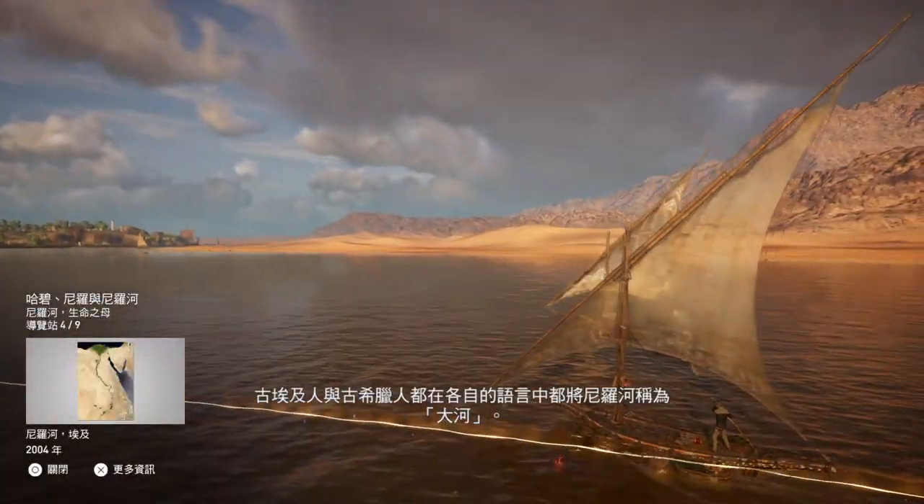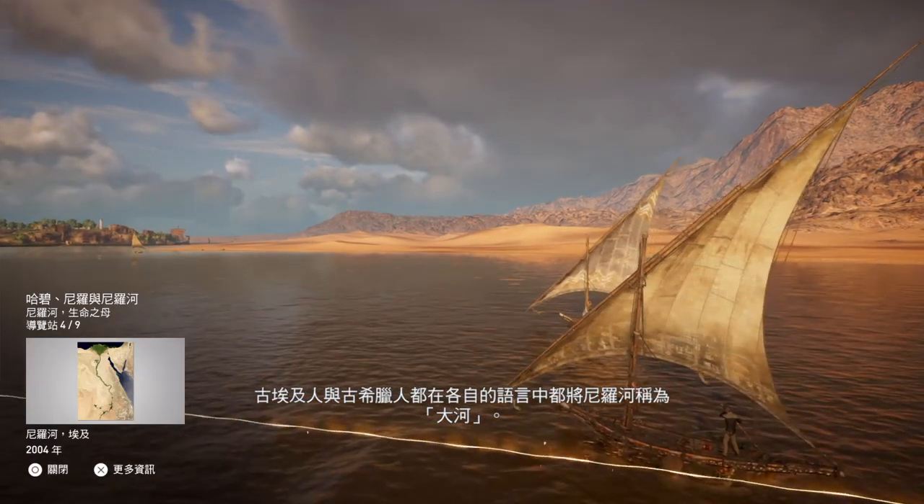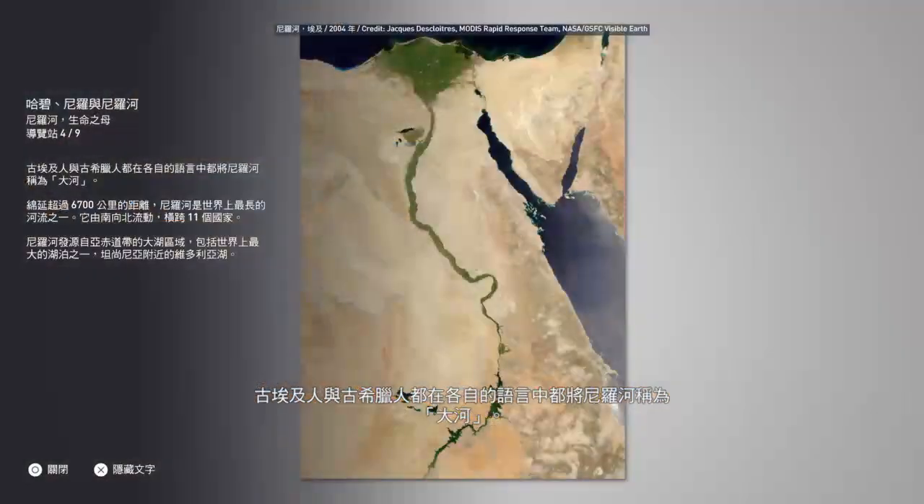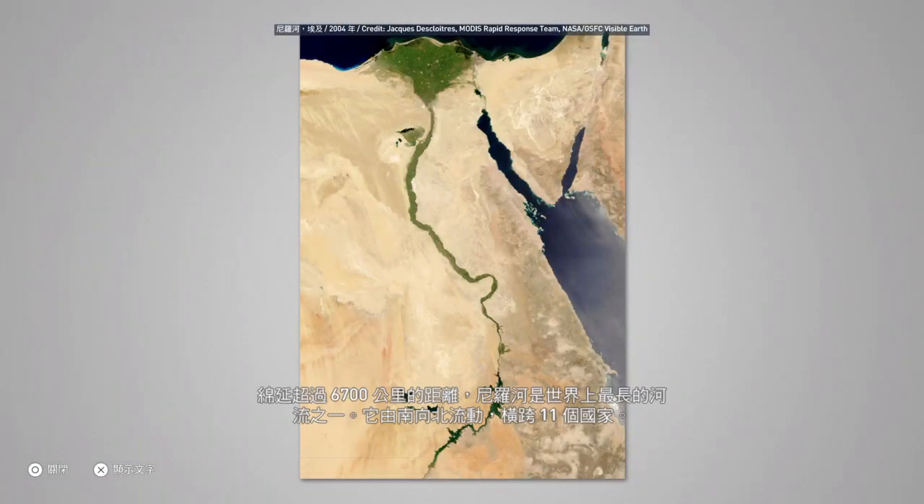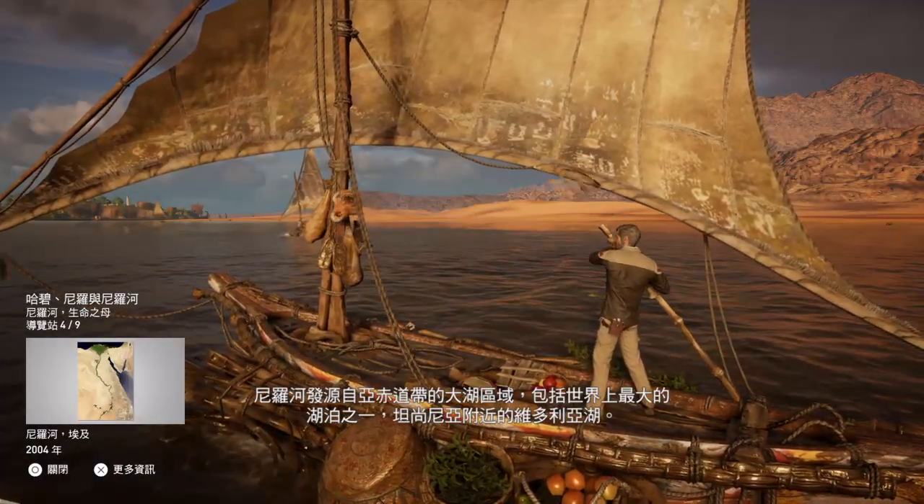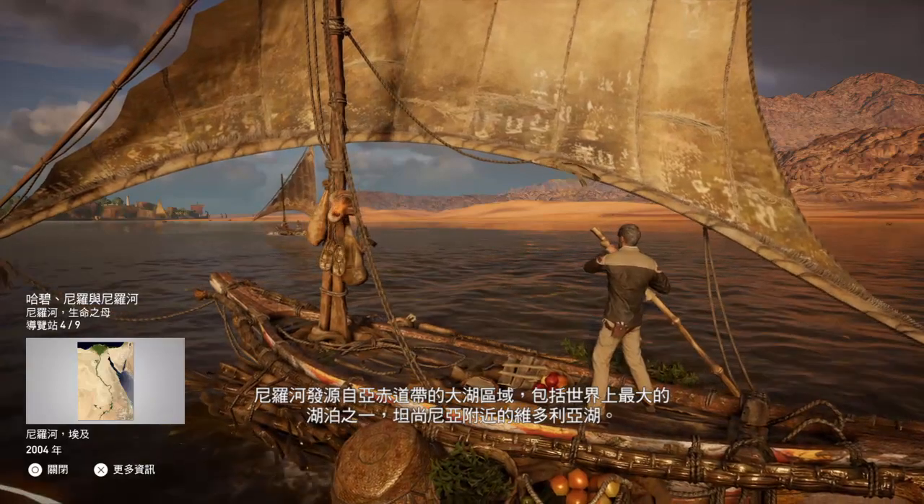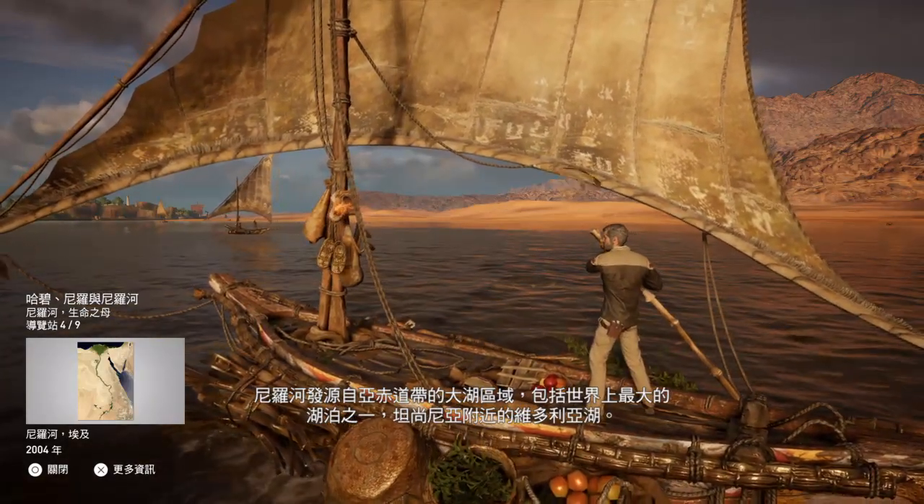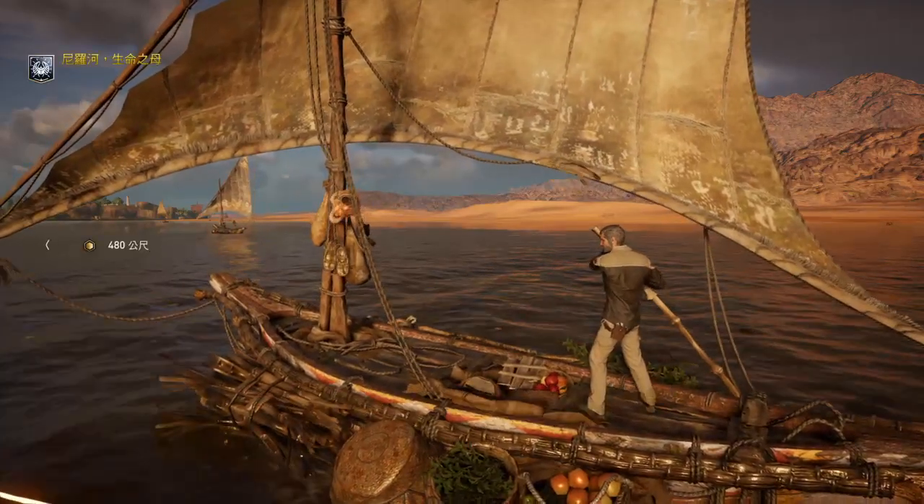Both ancient Egyptians and ancient Greeks referred to the Nile as the river in their respective languages. Stretching a distance of over 6,700 kilometers, the Nile is one of the longest rivers in the world. It flows south to north, spanning 11 countries. The River Nile originates in the region of the Great Subequatorial Lakes, including one of the largest in the world, Lake Victoria near Tanzania.